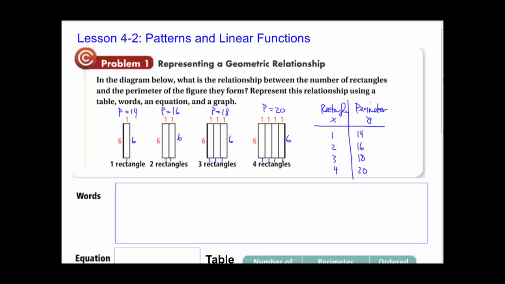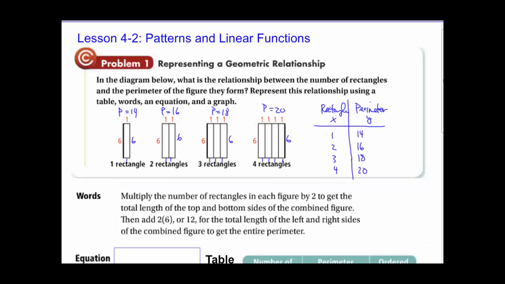and 4 was 20. So in words, what we're trying to figure out is how we are getting the perimeter for each additional rectangle. So if I wanted to put in 5, if I wanted to jump all the way to 10 rectangles, how can we figure out the pattern that's actually coming about? Alright, so if we want to transfer this into words, we're going to multiply the number of rectangles in each figure by 2 to get the total length of the top and bottom sides of the combined figure.